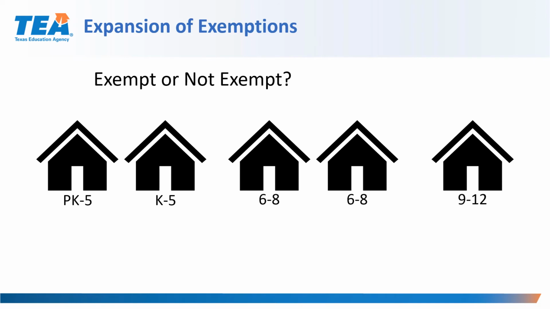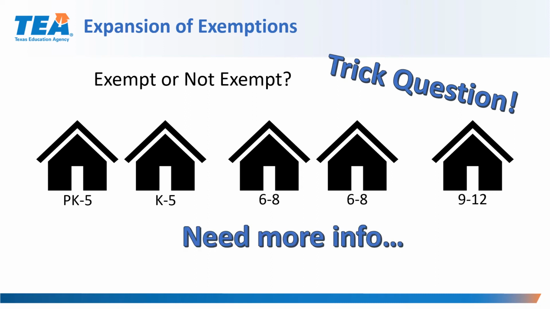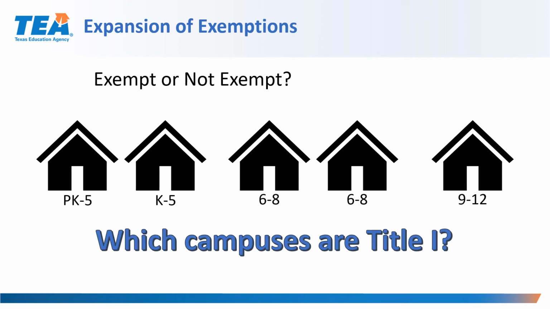In this example, there are 2 elementary campuses, 2 middle school campuses, and 1 high school campus. Would the LEA be exempt or not exempt from the Title I SNS methodology requirement? It's a trick question. You don't have enough information to answer that question. What else would you need to know? You would need to know which campuses are Title I.